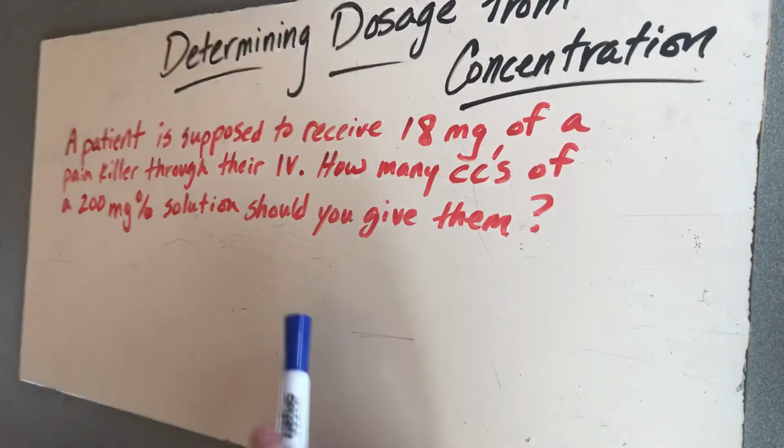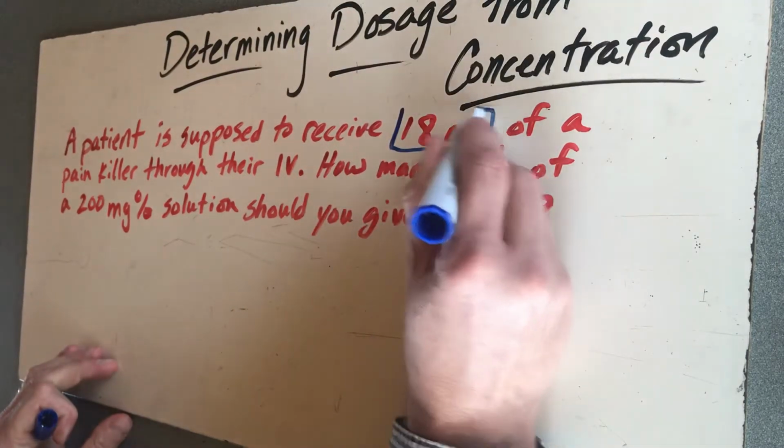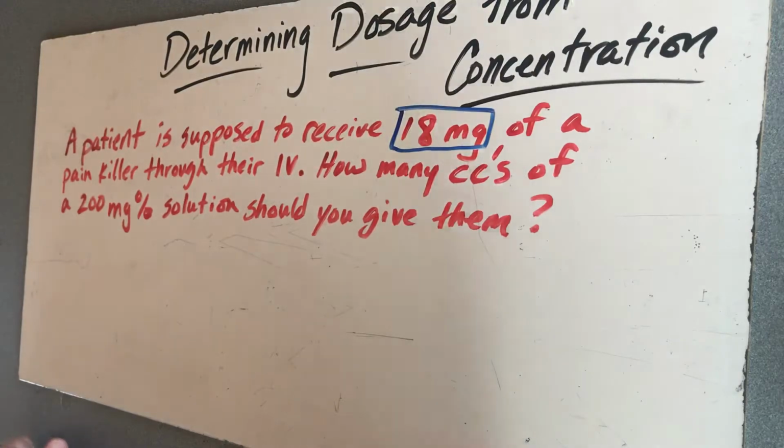We have a patient that's supposed to get 18 milligrams of a painkiller. So this is what they're prescribed. That's the dosage they're supposed to get, 18 milligrams. Trouble is, when you're going to administer this painkiller, it's already a solution. It's a solution that would be administered through their IV tube. So it's not like you can just go to a scale and weigh out 18 milligrams. It's already dissolved in water. You need to know how much of it to give them.